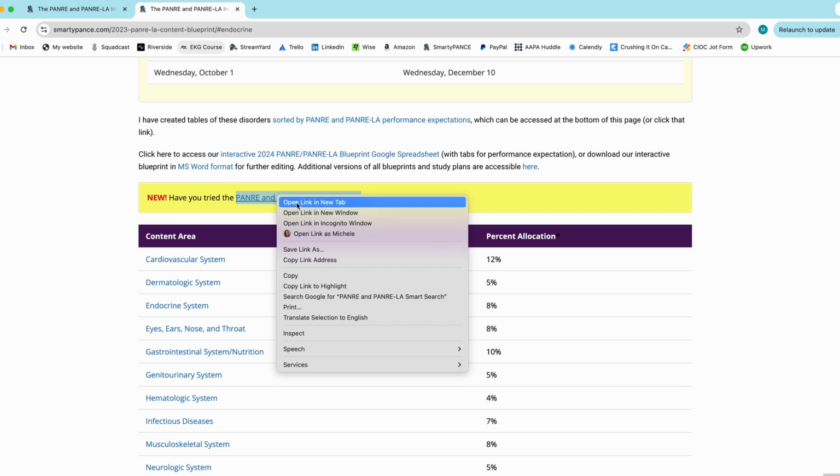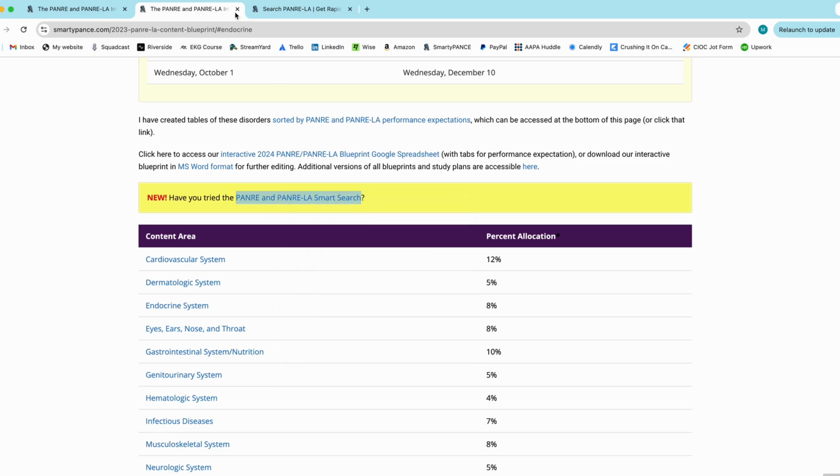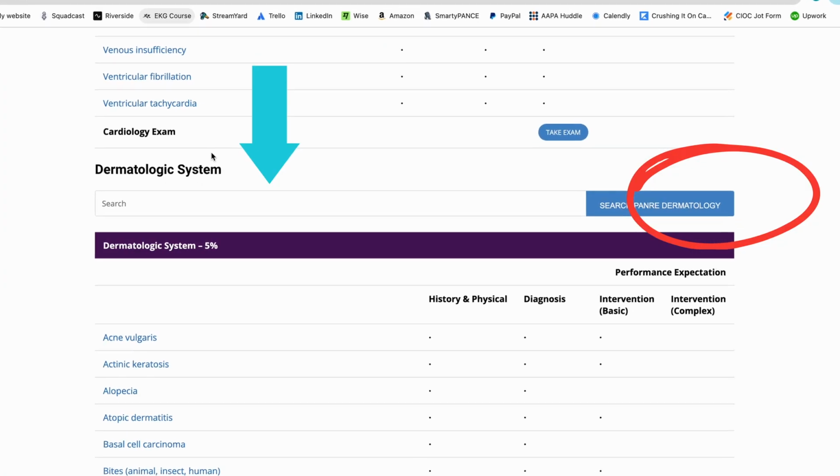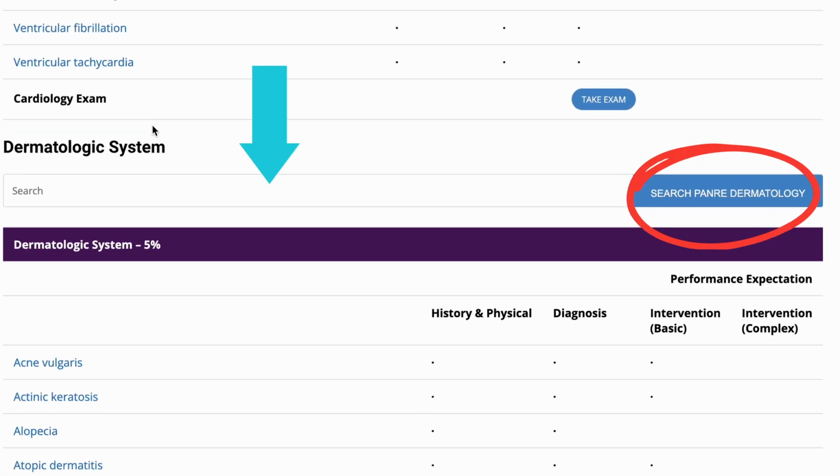The other thing that I have open is this PANRE-LA Smart Search. I think this is kind of unique to SmartyPants. They have two ways you can search. One, this rapid search will search the entire blueprint. Or right above each system, there is a system-specific search, which is only going to search in that particular topic, which is handy because there are some symptoms and things that are obviously going to show up in different conditions across multiple systems, but this is only going to search for those within that system, which is what you want, it's more narrow.